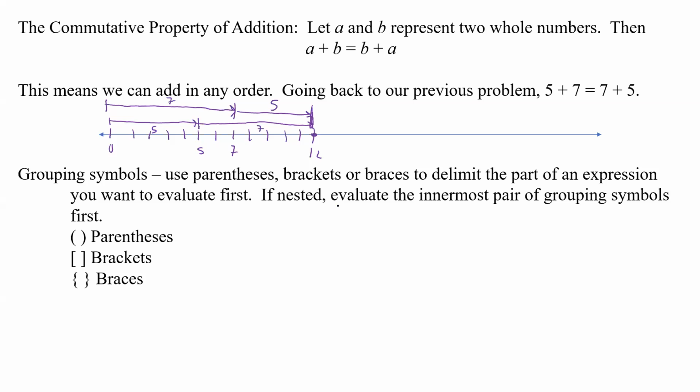So if they're nested, you evaluate the innermost pair of grouping symbols first, and then you go out and you go out and you go out until you get them all done. Now, what do parentheses look like? Well, they're kind of like the frowny face or happy face, depending on which way you look. Brackets are the square ones, and braces are the curly ones. And so those are the three types of grouping symbols we can use here.